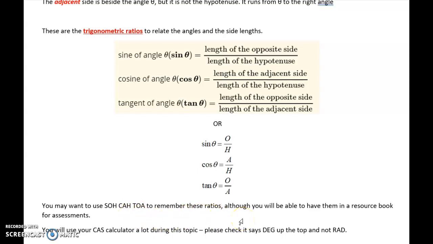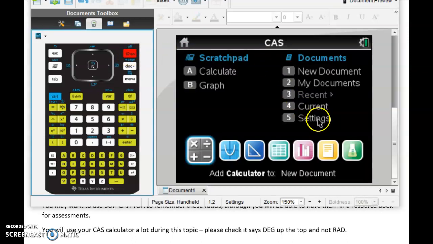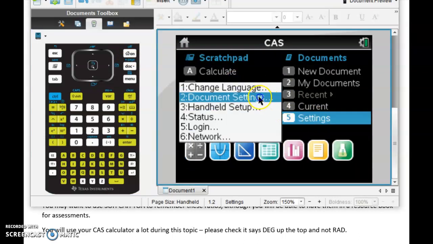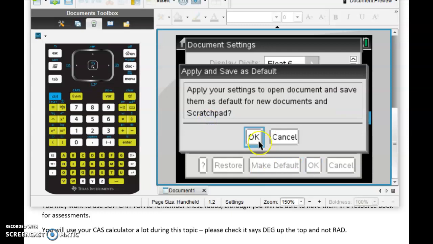Now, before we go anywhere else, can you please make sure that your CAS calculator is set to degrees and not radians? I'll show you that in just a second. Now, when you look at your calculator, you should be able to see a little DEG, right there. You see how if I hover my mouse over it, it appears? It should always appear on your calculator screen. If it doesn't, you need to go to the home page, go into settings, document settings, and make sure that the angle is set to degrees, and then make that default.